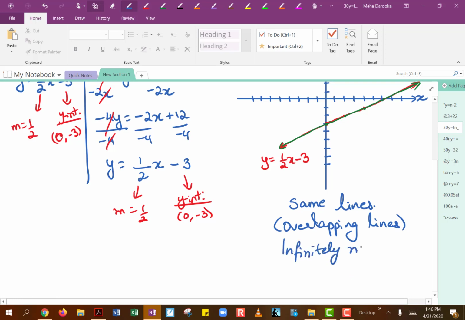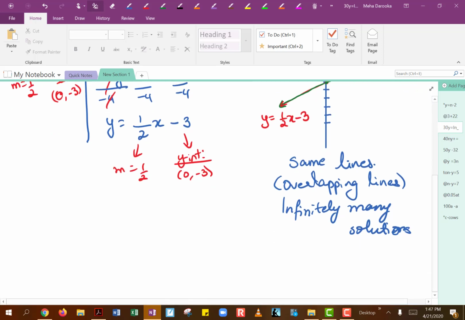infinitely many solutions, because all the points on the lines are going to be solutions for both equations. So we will say infinitely many solutions, and these types of equations are what we call dependent equations.